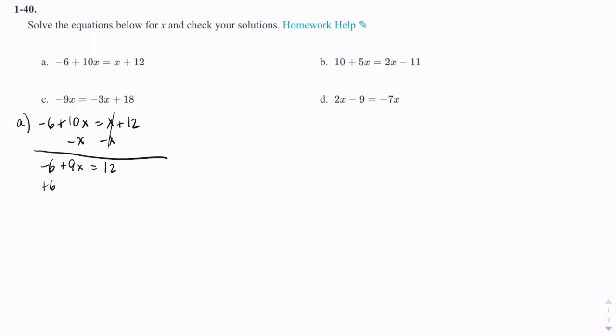I'll add 6 to both sides, and I'm left with 9x equals 18. And I'll divide both sides by 9, and we get x equals 2.